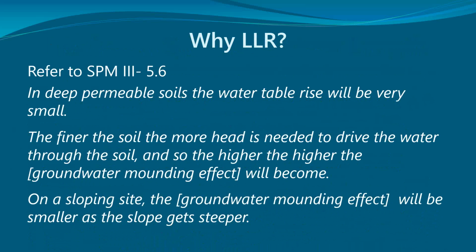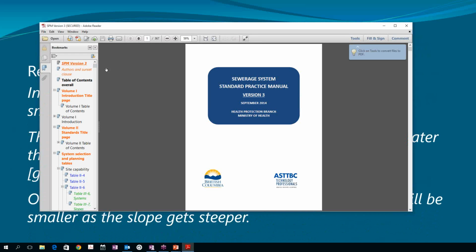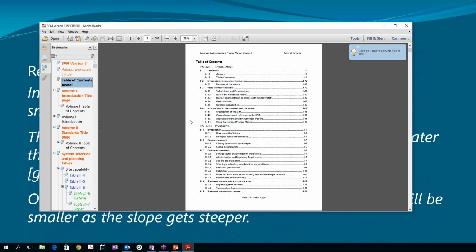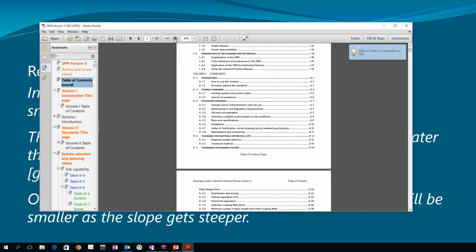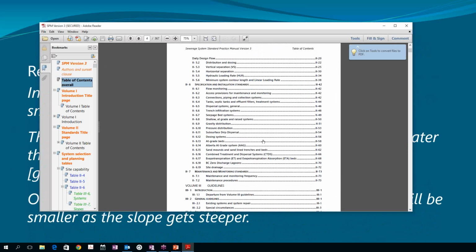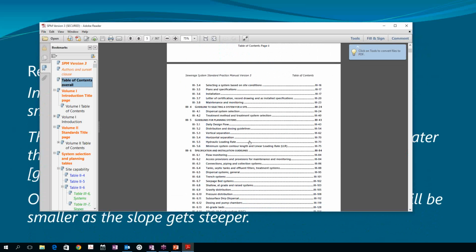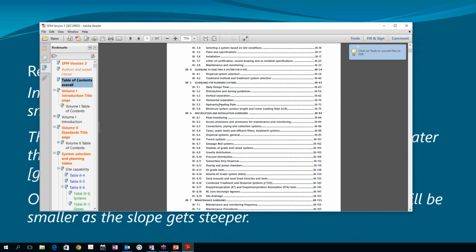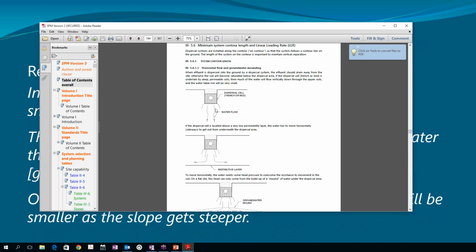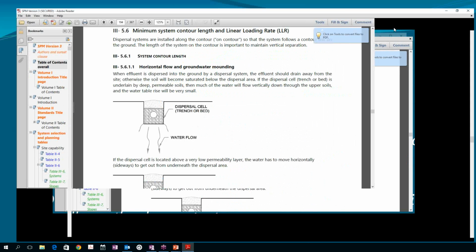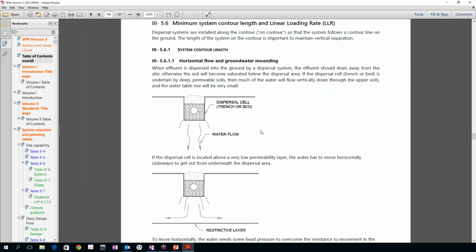So, bear with me here a minute. I had a note to show you 3 5.6. So once again, in the digital version, we have the table of contents overall. Volume 3 has guidelines. Section 5.6 is minimum contour length. And I guess my goal is to access these sketches. Bear with us, those who are experts at all this stuff.